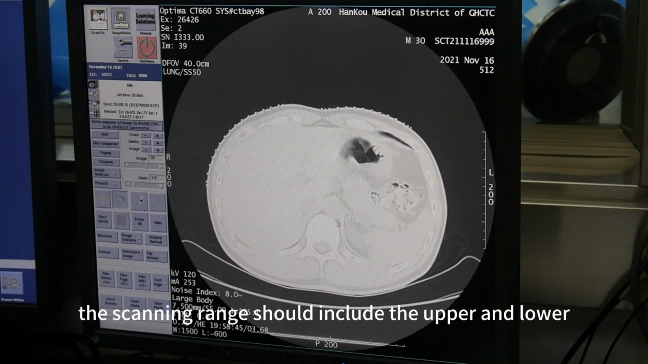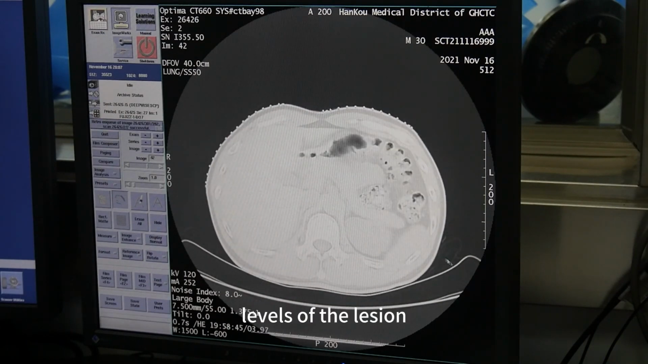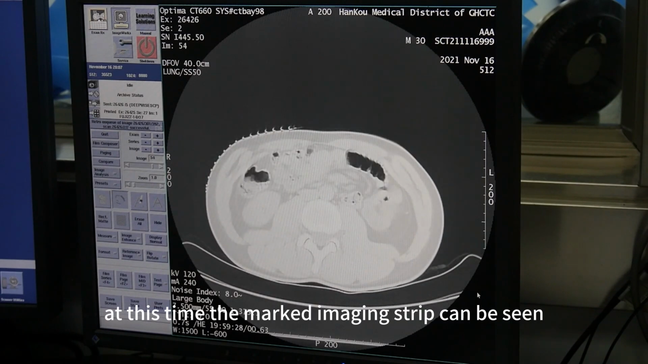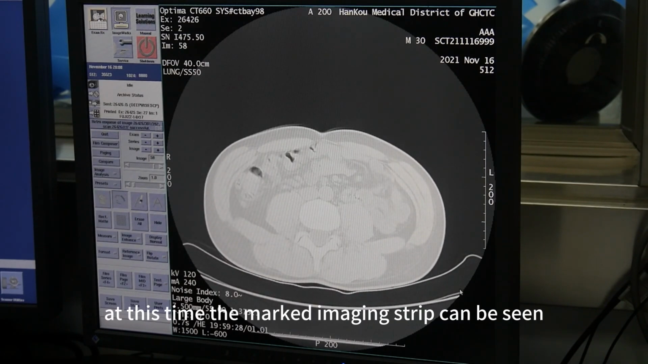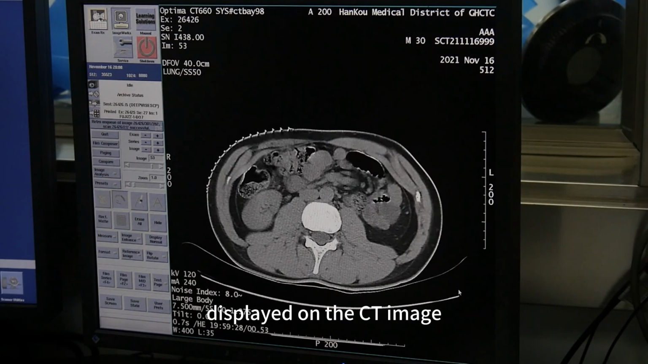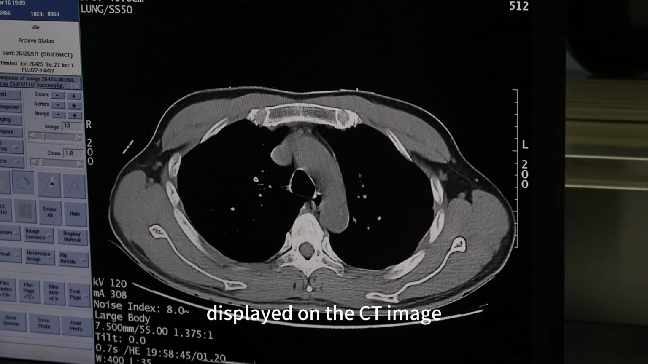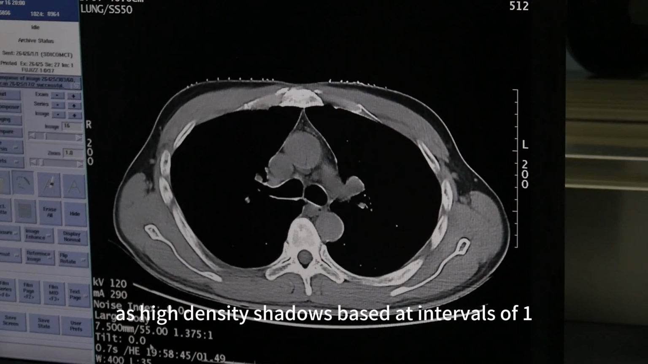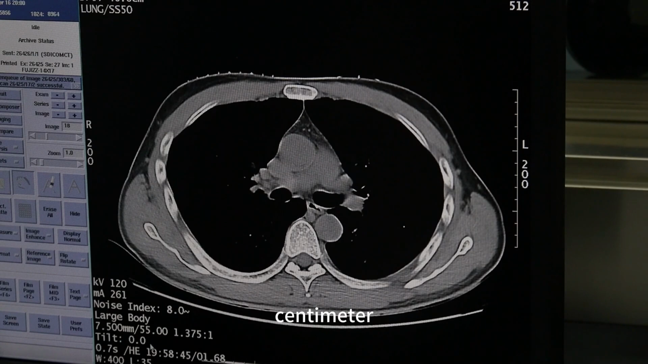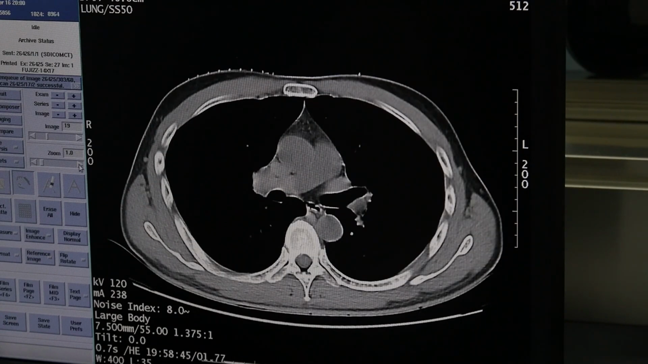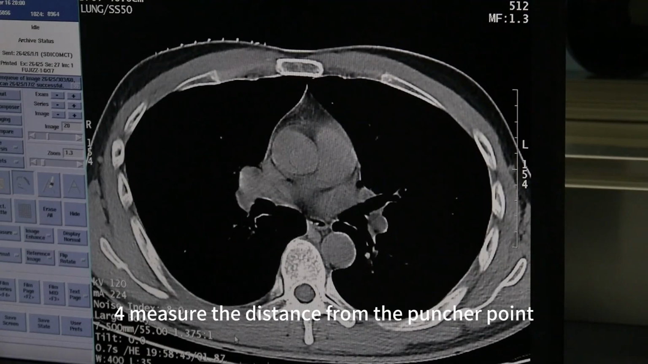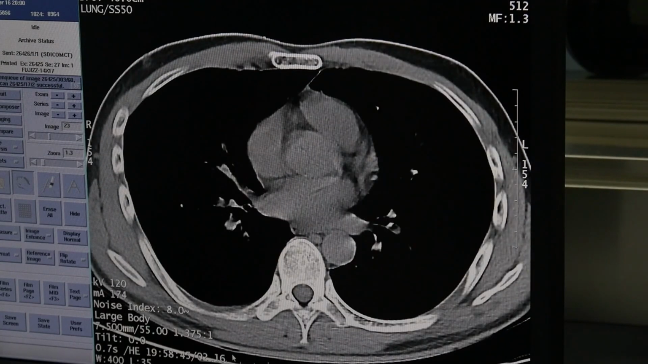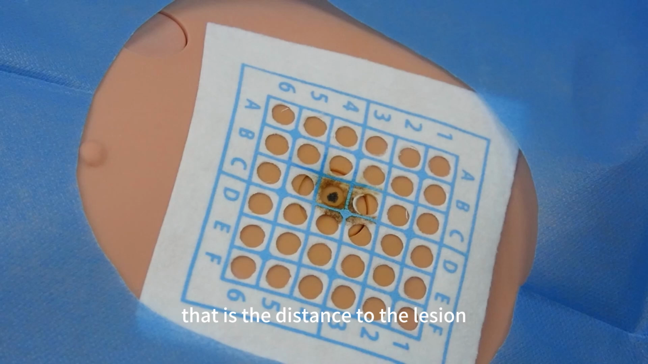The scanning range should include the upper and lower levels of the lesion. At this time, the marked imaging strip can be seen, displayed on the CT image as high-density shadows spaced at intervals of 1 cm. 4. Measure the distance from the puncture point to the pleura. That is the distance to the lesion.